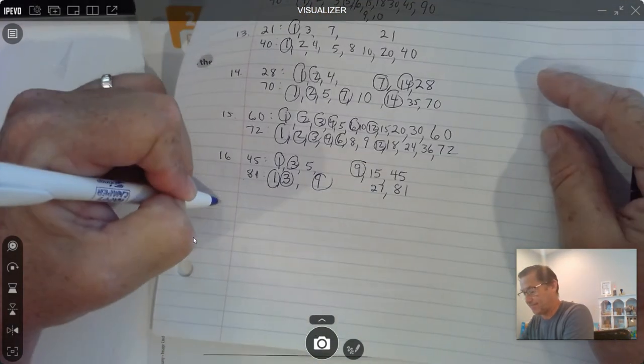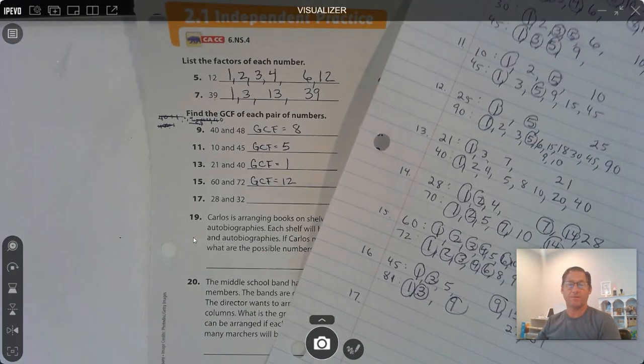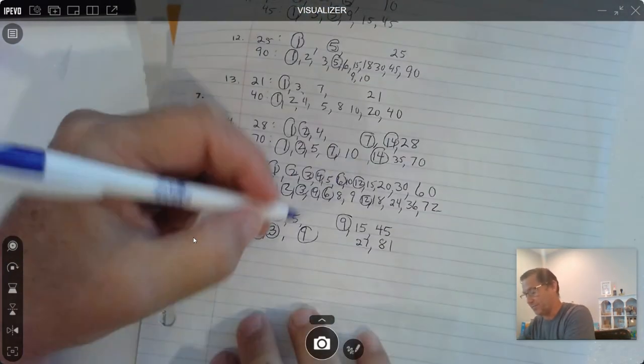17. We have to find the greatest common factor between 28 and 32.